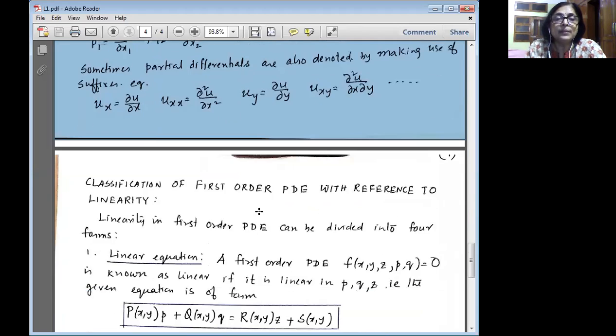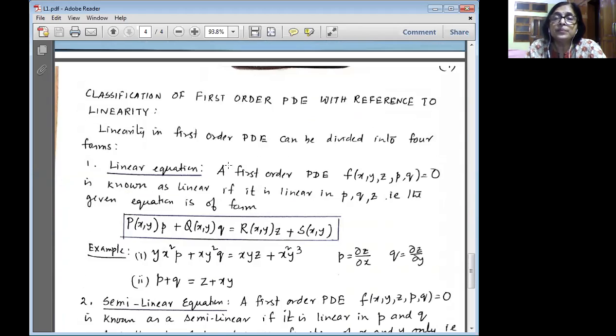Okay. Now, coming to the classification of first order differential equations, we are going to define them in terms of their linearity: which types of differential equations are called linear and which are non-linear, and whether there are different kinds of linearity. In the case of ordinary differential equations, you know there is only one type of linearity, but in partial differential equations you will come across three different types of linearity, and I'm going to define all three. So the linearity of first order partial differential equations can be divided into four forms, actually not four, three forms, but the last one is a non-linear equation.